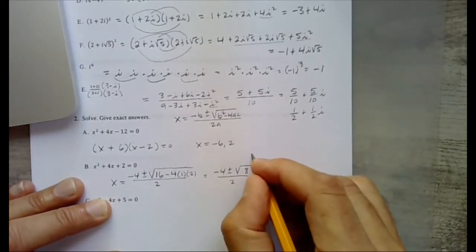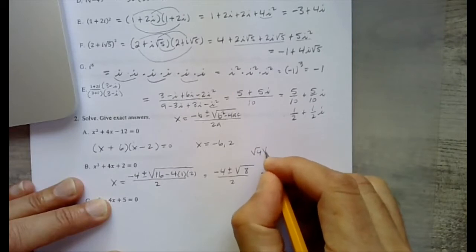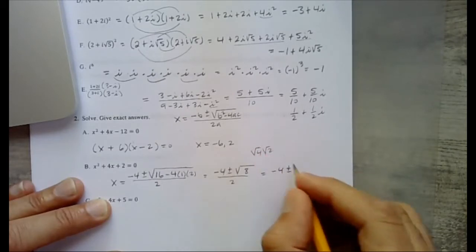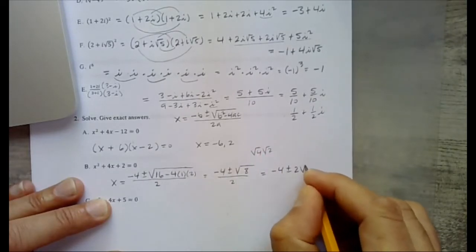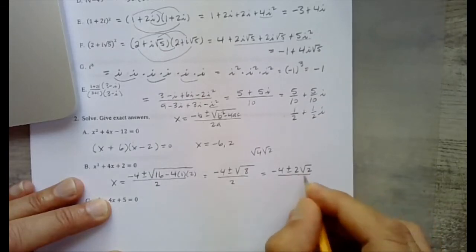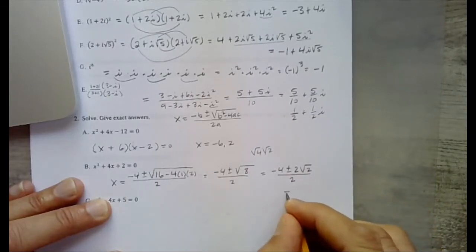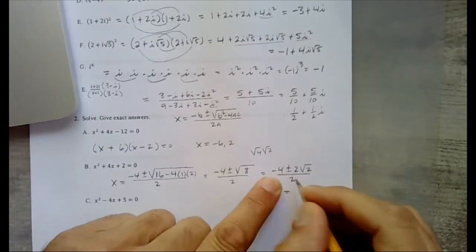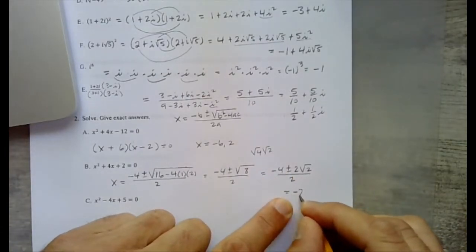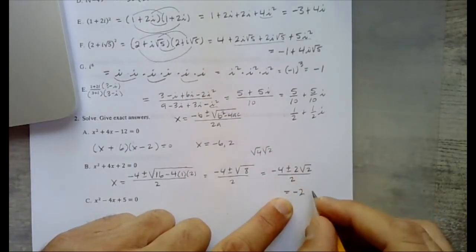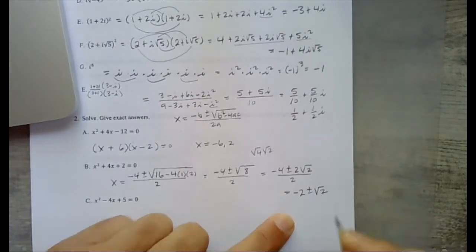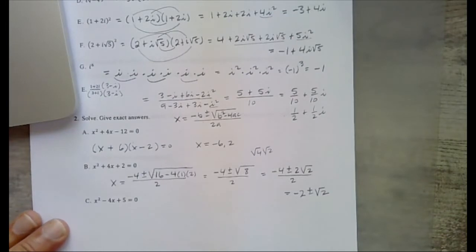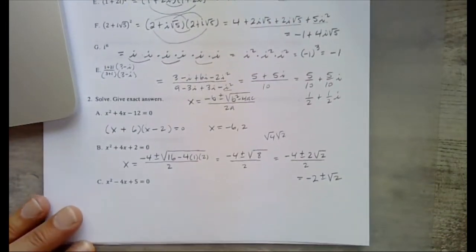I'm going to think of this 8 as the square root of 4 times the square root of 2. The square root of 4 is 2 times root 2, all divided by 2. Okay, this is going to give me negative 4 divided by 2 is negative 2, and then 2 divided by 2 is going to give me plus or minus just the square root of 2. Okay, so two different answers on that one. Negative 2 plus root 2 and negative 2 minus root 2.